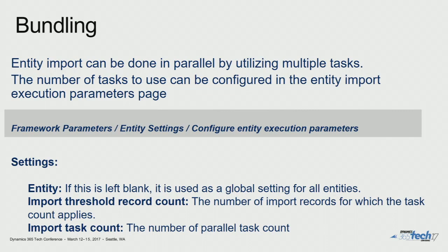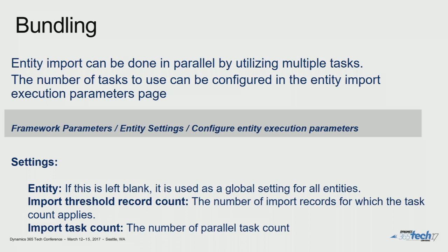I said you could use bundling. Bundling is a concept that lets you import an entity in a parallel fashion. Let's say your entity had 500 records. Typically, if you don't have bundling, we create one batch task to copy data from staging to target. But with bundling, you can decide, hey, I want 5 batch tasks to run in parallel to consume this data and create it in target.